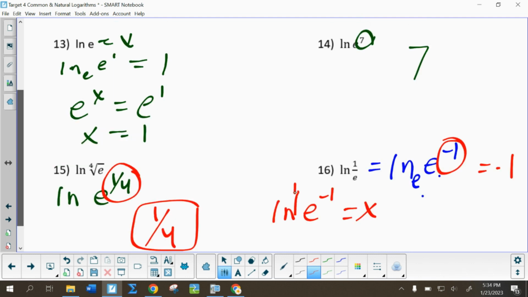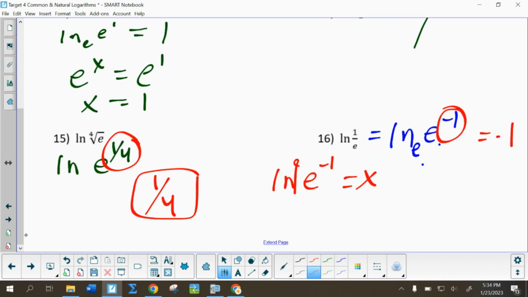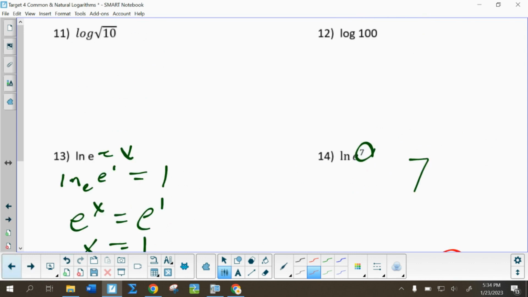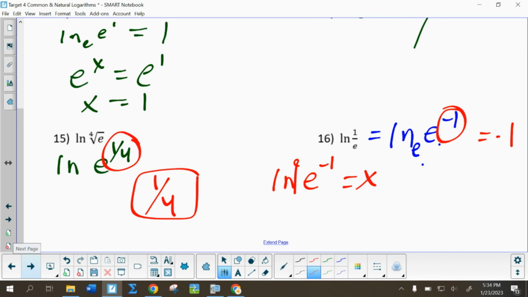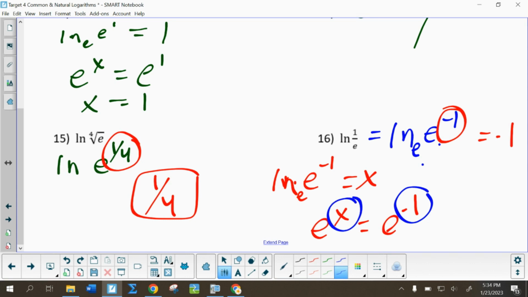So your base over here, sorry, the base over here is e. So this becomes e to the x equals e to the -1. So -1 equals x.